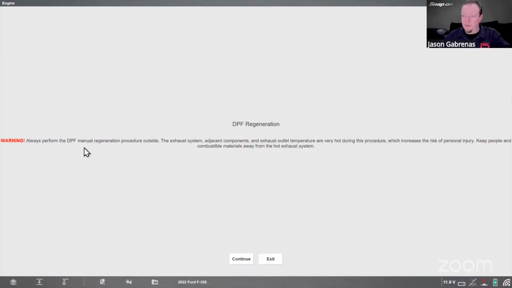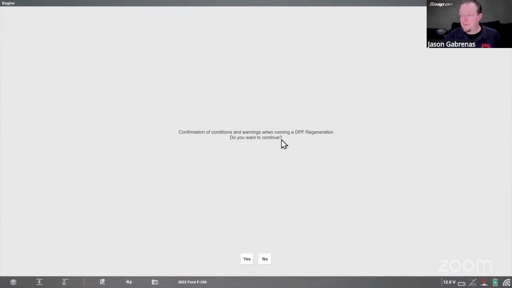Warning! Always perform the DPF manual regen process outside. The exhaust system adjacent components and exhaust outlet temperature are very hot during this procedure. Like we saw, over 1,000 degrees inside the actual DPF, which increases the risk of personal injury. Keep people and combustible materials away from the hot exhaust system. Don't park it on a pile of leaves. And then it's going to go through, turn the ignition on.